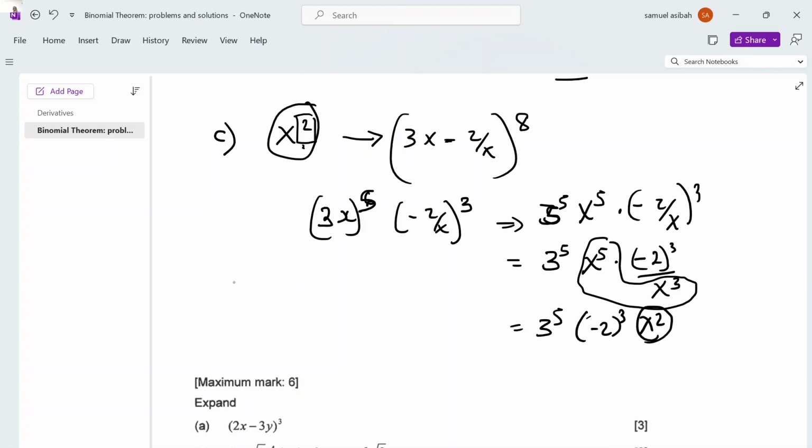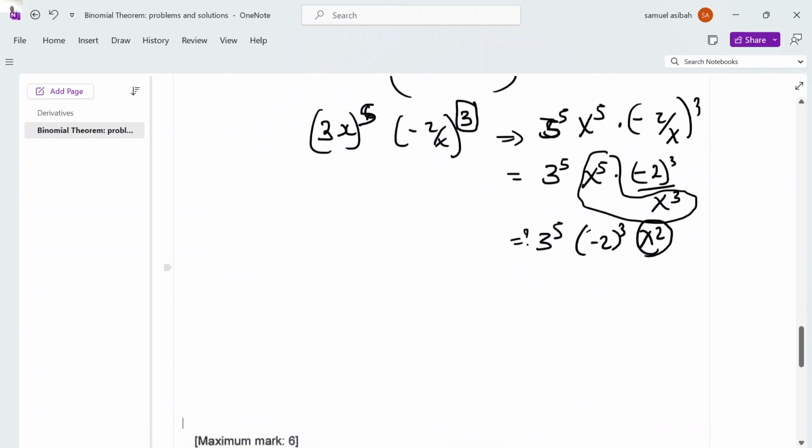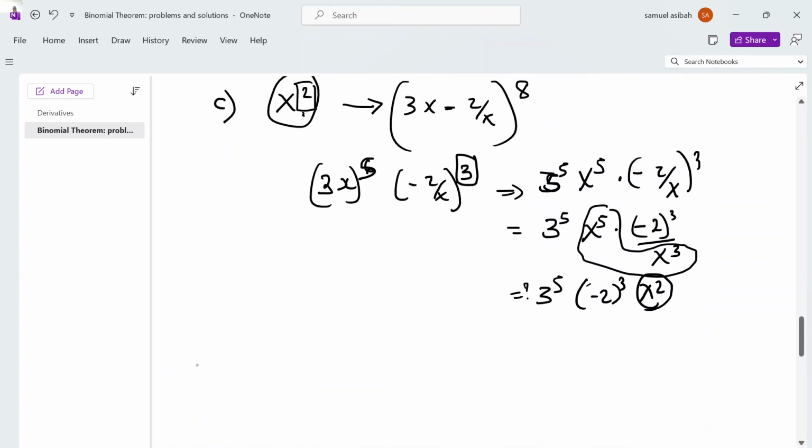Now for here, remember, don't forget to get the coefficient here. The coefficient is taken care of with the power of negative 2 raised to x, negative 2 over x, which is 3. So then you can have here 8, 3. We can have 8, 3 just down here. Then you can have 8, 3, 3 raised to 5, negative 2 raised to 3, which is negative 8.